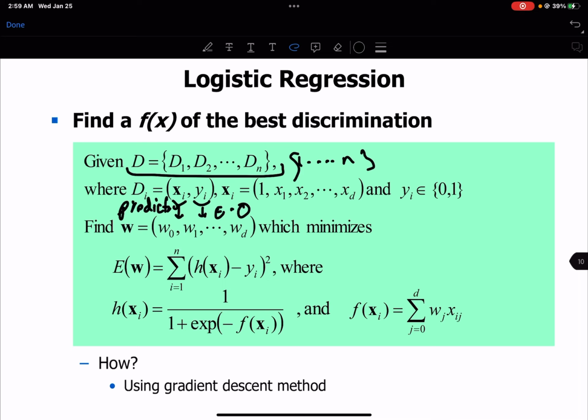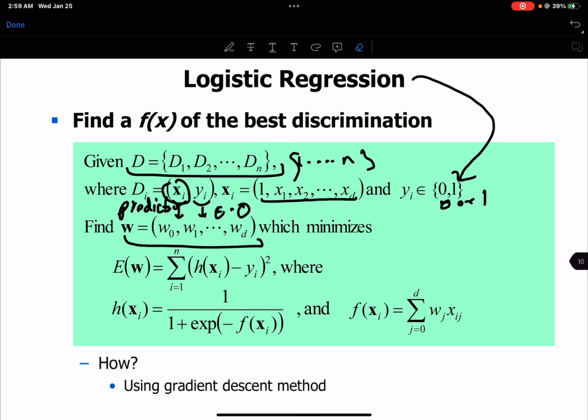You can have multiple variables as the predictors, where x can take the value from 1 to d, and in logistic regression y can only have the value 0 or 1, and we need to find the regression coefficients w0 to wd that minimize the classification error, which is the squared error.